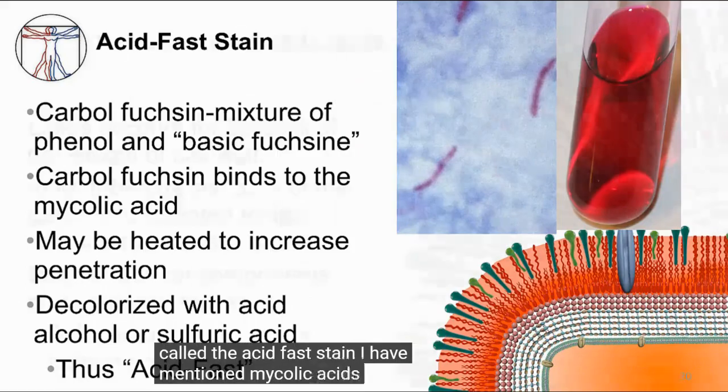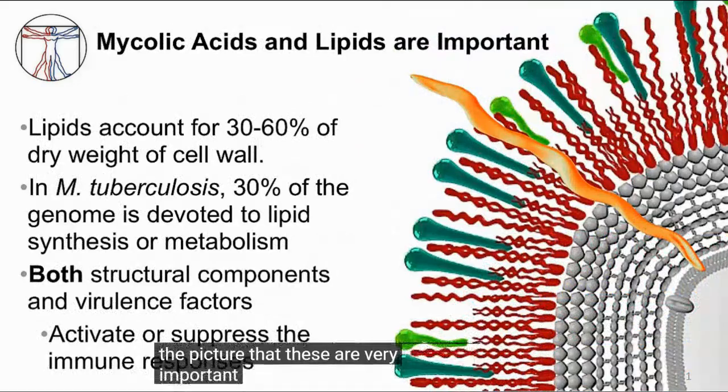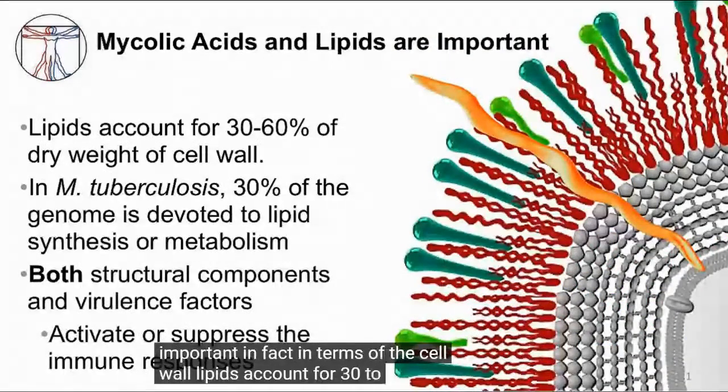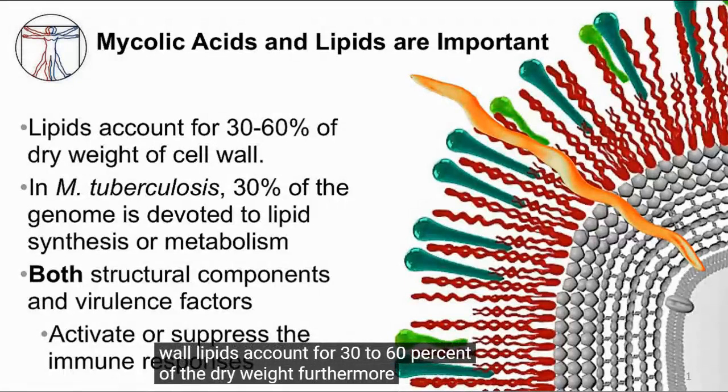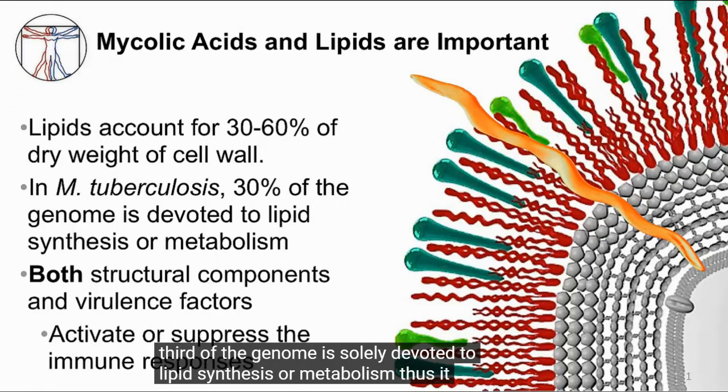I have mentioned mycolic acids and other lipids multiple times, so I hope you are getting the picture that these are very important. In fact, in terms of the cell wall, lipids account for 30 to 60% of the dry weight. Furthermore, for Mycobacterium tuberculosis, almost 1/3 of the genome is solely devoted to lipid synthesis or metabolism. Thus, it would be correct to think that mycolic acids and other lipids are not just structural components of the cell envelope for mycobacteria. They are also virulence factors that can activate or suppress the immune response.